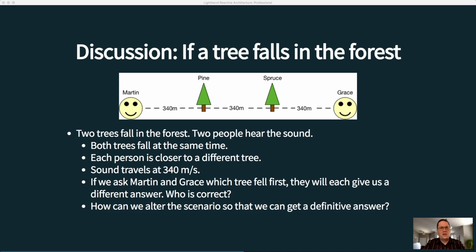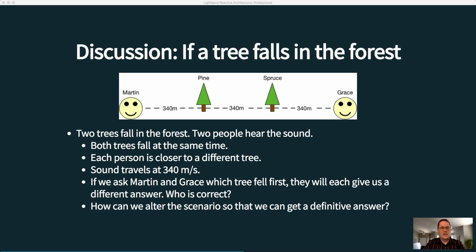So we have two people standing in a forest. We've named them Martin and Grace. And there's a pine tree and a spruce tree. Both the pine tree and the spruce tree fall at the same time. Now, Martin is 340 meters away from the pine, Grace is 340 meters away from the spruce, and there's 340 meters between the pine and the spruce.